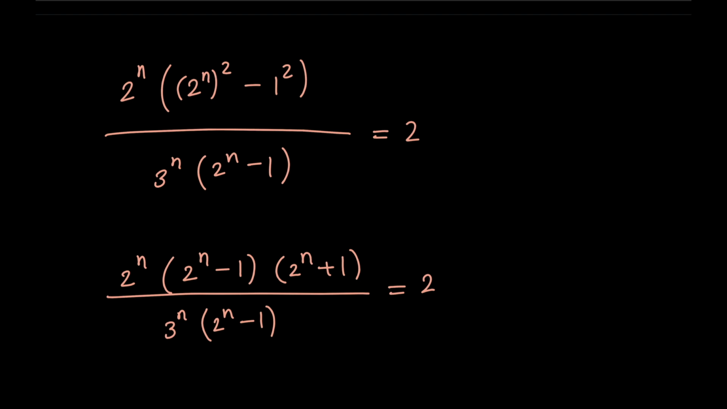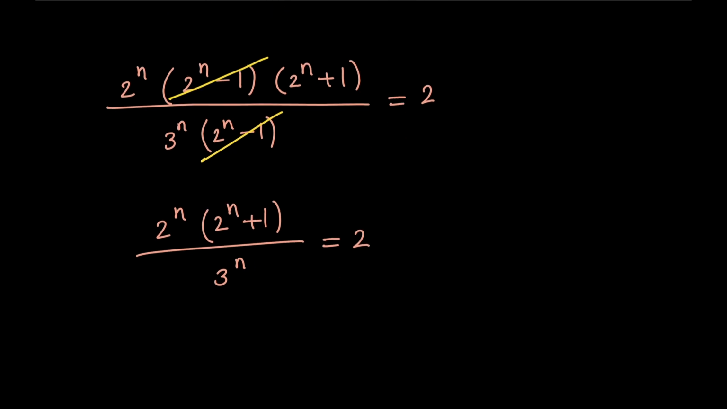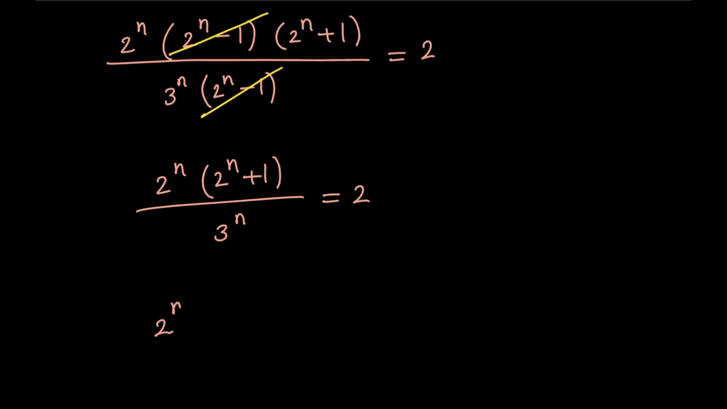Cool. Next, let's go ahead and cancel this with this. So we will have 2^n times (2^n + 1) divided by 3^n equals 2. If we cross multiply, we're going to have 2^n times (2^n + 1) equals 2 times 3^n.